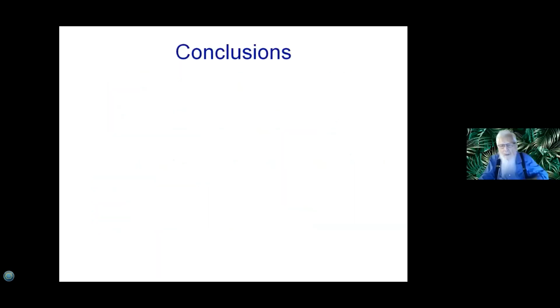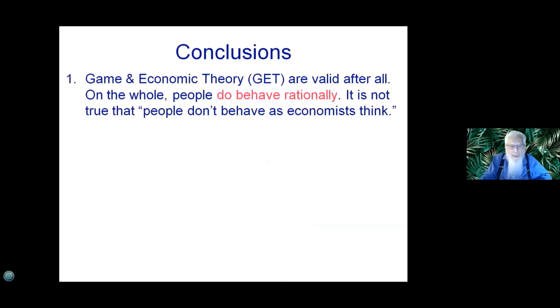Conclusions. Game and economic theory are valid after all. On the whole, people do behave rationally. It's not true what we often hear in the wake of behavioral economics, that people don't behave as economists think. It's just not true. People do behave rationally, not because they figured things out, but because the rules that evolve usually give rational behavior.